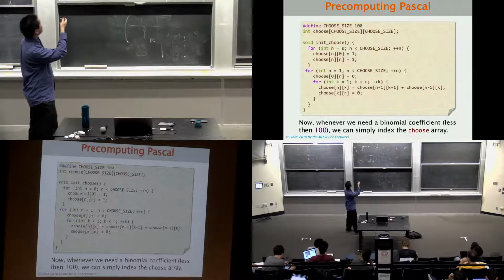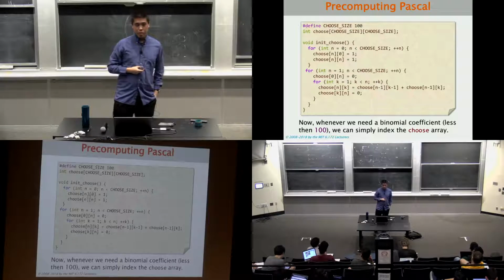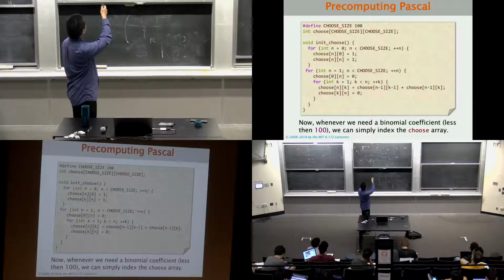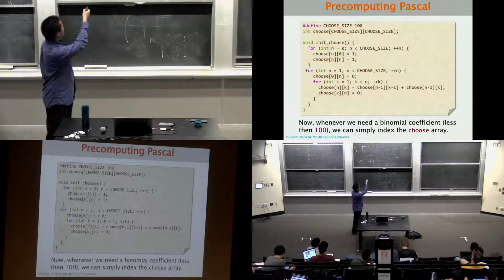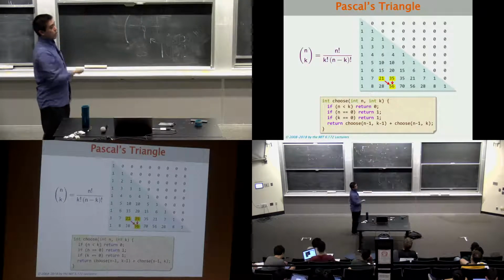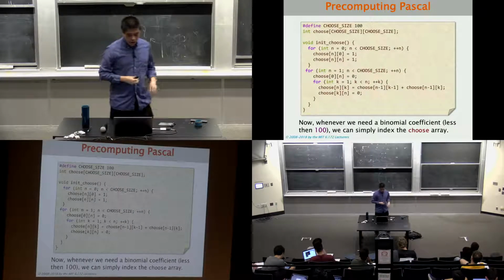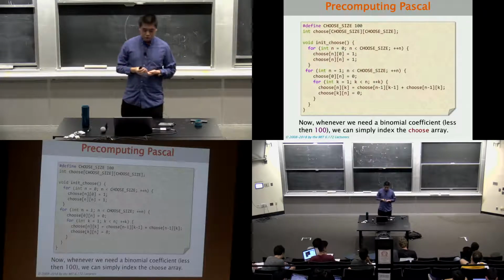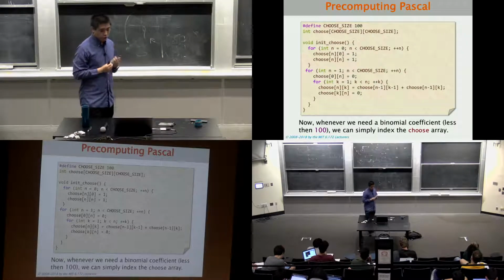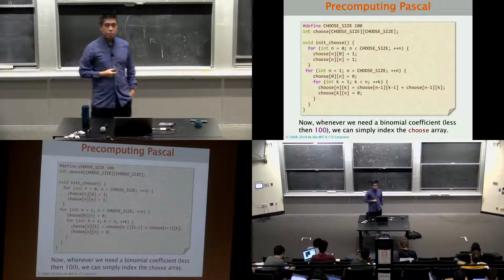Choose of n, k is equal to choose of n minus 1, k minus 1 plus choose of n minus 1, k. And then you also set choose of k, n to be 0. This is basically all of the entries above the diagonal here, where k is greater than n. Now inside the program, whenever we need a binomial coefficient less than 100, we can just do a table lookup, indexing into this choose array.